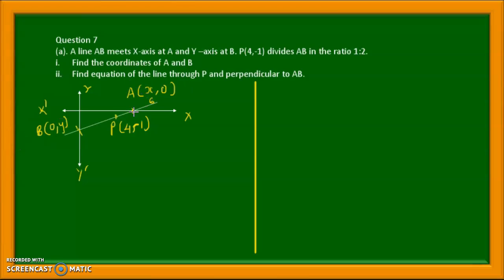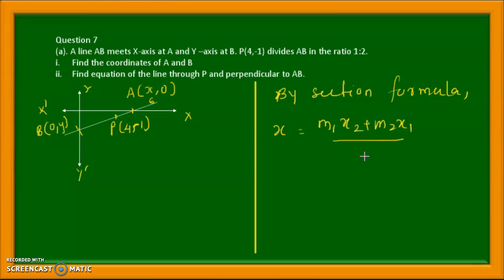You can see A is on the x-axis, therefore its y coordinate is 0, and B is on the y-axis, therefore its x coordinate is 0. So which ones do we need to calculate? The x coordinate of A and the y coordinate of B. So using the section formula, what is the section formula saying? The x coordinate is equal to (m1 x2 plus m2 x1) by (m1 plus m2).